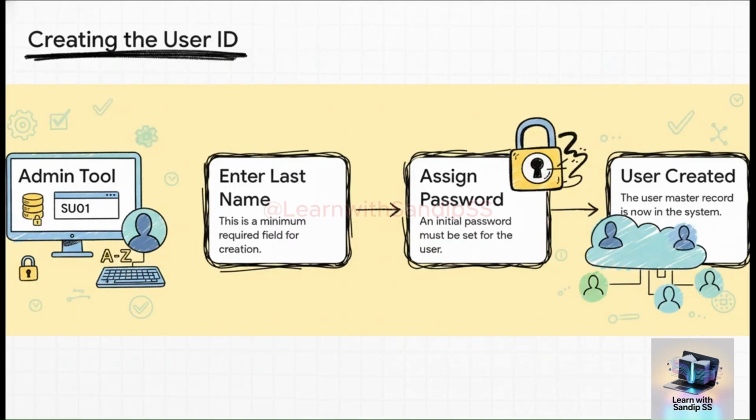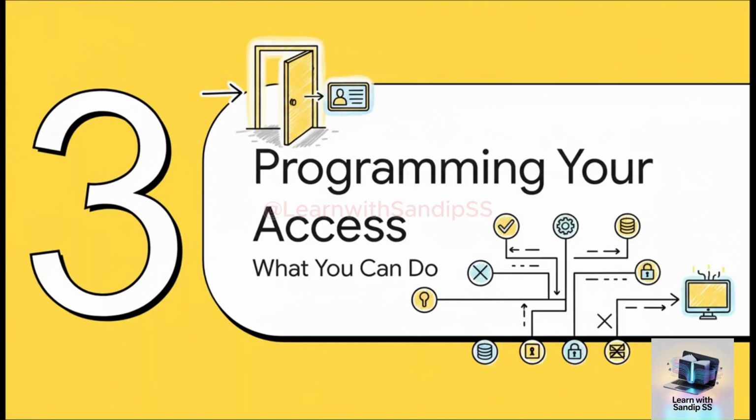So, how does this ID get made? Well, an administrator uses a specific command. In SAP, they call it a transaction called SU01. They pop in some basic info, you've got to have at least a last name, and they assign you a temporary password. And just like that, from a couple of simple fields, your entire digital life at the company is born. Kinda crazy, right? Okay, so you've got your digital ID. You're in the front door of the headquarters.